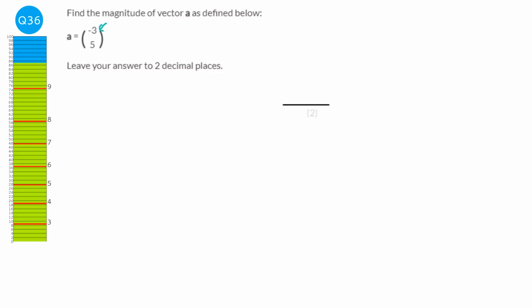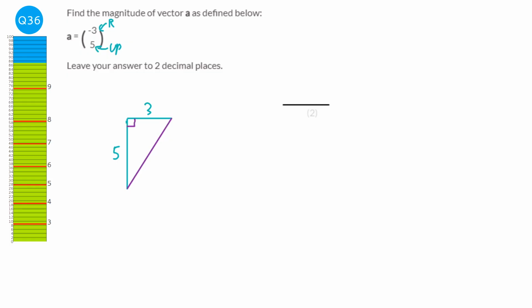To find the magnitude, we've got to first of all work out what's going on. So we know this is how far right, and actually this is going left because it's negative, and this is how far up we go. So we're going 3 left and 5 down. The magnitude is basically the length of this line here, the purple line.